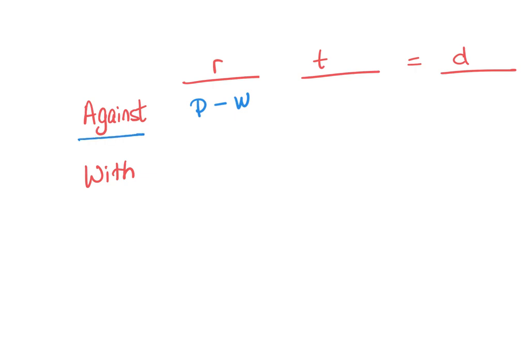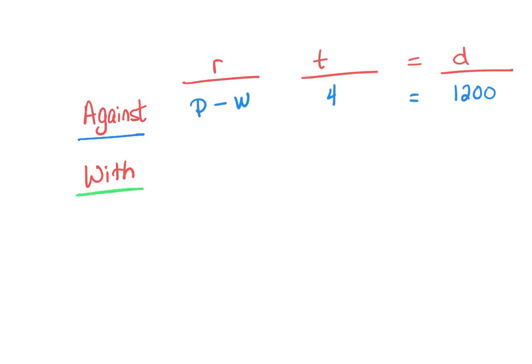So when it says against the wind, you are going to subtract because it's hurting you. It's slowing you down. Then it tells me how long it took. It took 4 hours, so that is my time. It also tells me how far I went, 1,200 nautical miles. All right, that is against.